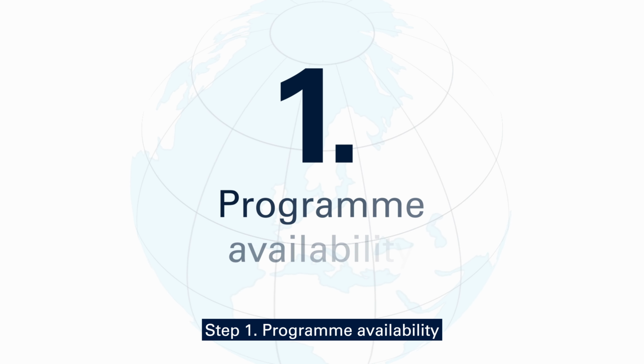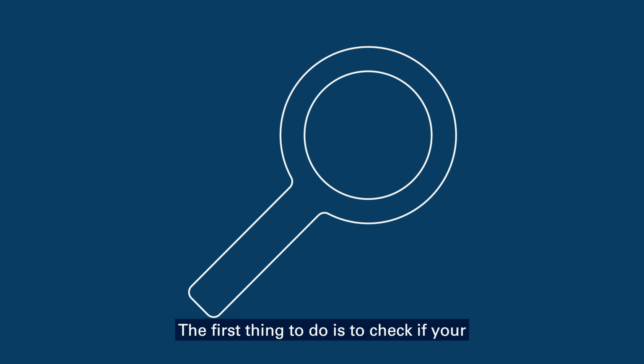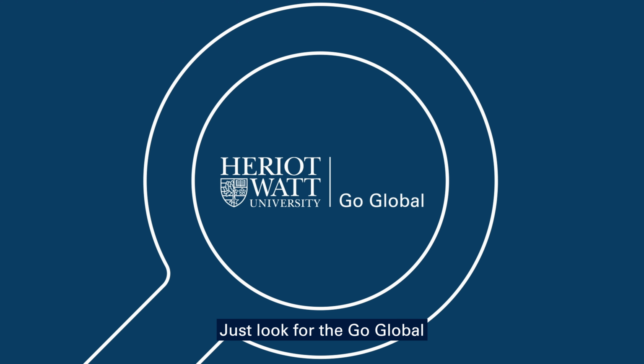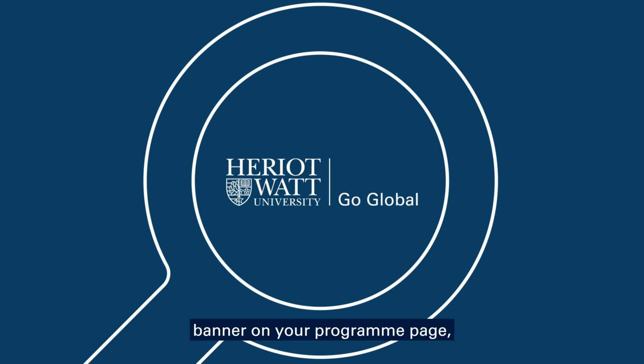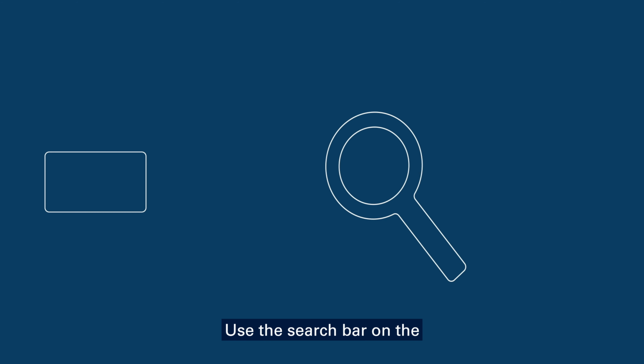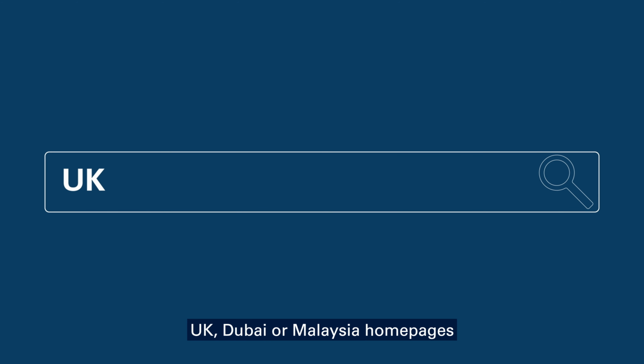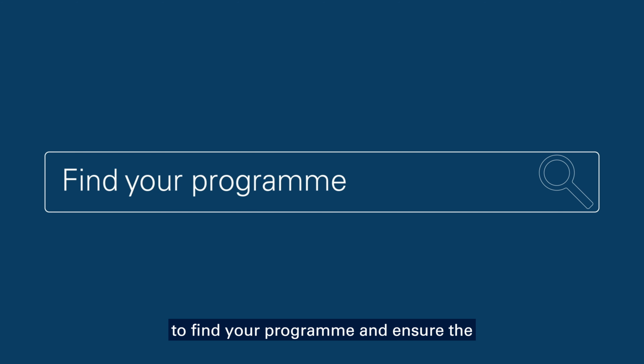Step 1. Program availability. The first thing to do is to check if your program is available for Go Global. Just look for the Go Global banner on your program page, where it will list the campuses you can transfer to. Use the search bar on the UK, Dubai or Malaysia homepages to find your program and ensure the course content matches your expectations. If unsure, consult your academics.